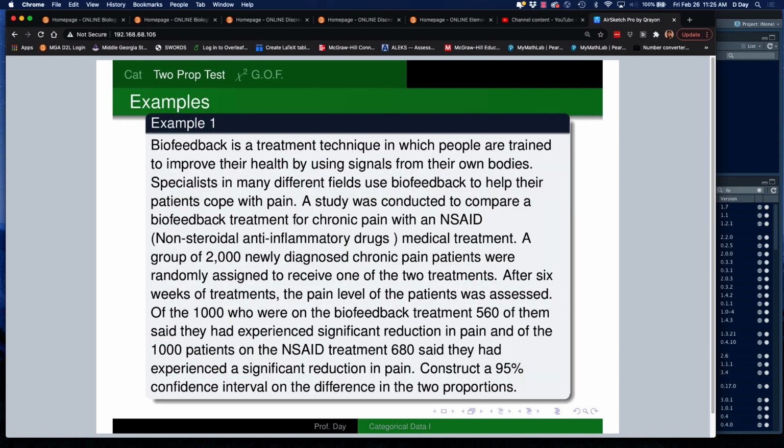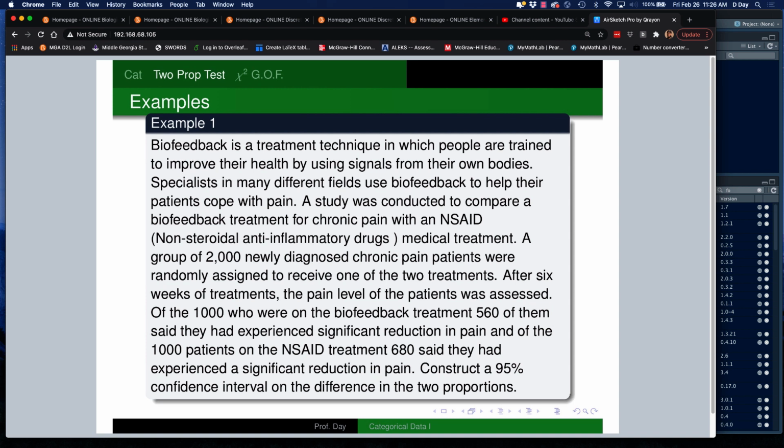All right, so let's do an example of a confidence interval specifically, and we'll do this one by hand. Biofeedback is a treatment technique in which people are trained to improve their health by using signals from their own bodies. Specialists in many different fields use biofeedback to help their patients cope with pain. A study was conducted to compare a biofeedback treatment for chronic pain with an NSAID, a non-steroidal anti-inflammatory drug medical treatment.